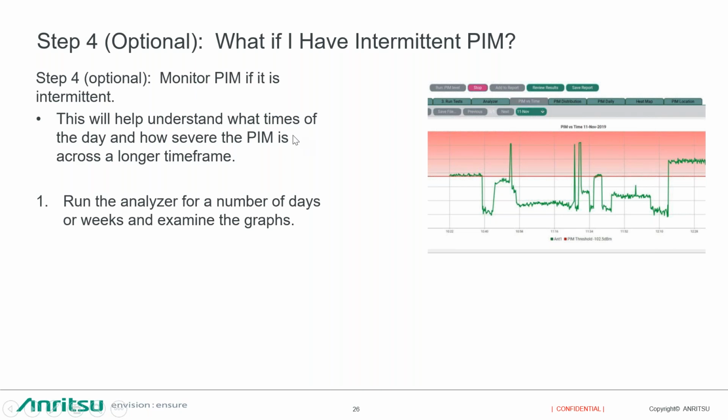And so you can use the IQ FiberMaster, stick it into your hut, leave it there for several days or hours or whatever, and examine the graphs over time. In this particular case, we've got a number of hours recorded in this graph, and you can see at certain times the PIM will spike. Then you can use your troubleshooting techniques at these particular times of the day when you get to that point of troubleshooting. Okay, so that is an optional step again, and your PIM may be consistent, so you don't need to do monitoring.